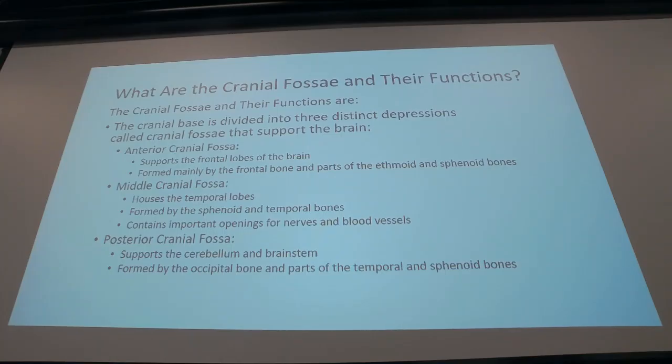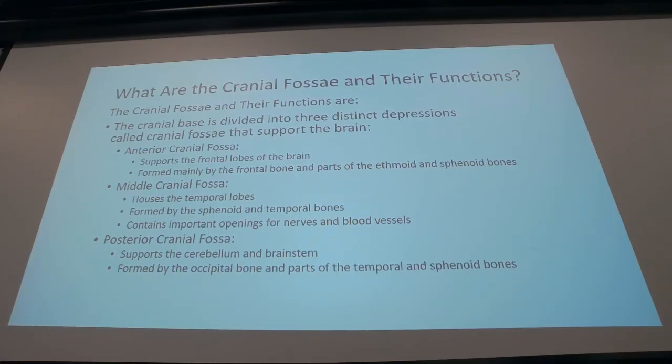anterior cranial fossa. Now, posterior to the anterior cranial fossa, we have the middle cranial fossa that houses the temporal lobes of our brain. And it's formed by the sphenoid and the temporal bones. Here we have a lot of openings for nerves and blood vessels, especially in the sphenoid bone.